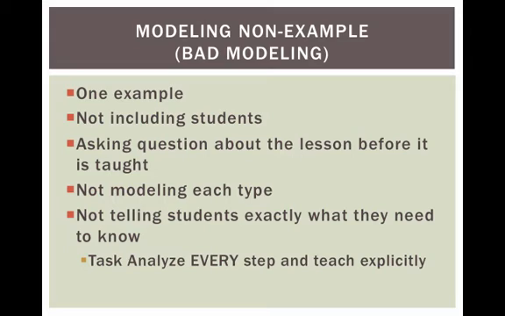Right? So some of the ways you can go wrong in the modeling phase is you only give one example. You forget to include students and you're just up there modeling and talking away and you're not sure if they're paying attention. One of the big mistakes people make is asking a question about the lesson before it is taught. So if you're going to be teaching students proper nouns, then don't say, can anybody name a proper noun? Hopefully you've pre-assessed and you know they can't do it. That's why you're teaching the lesson. If they can answer that question, then there's no point in teaching the lesson. So make sure you don't ask students something that you haven't taught them.